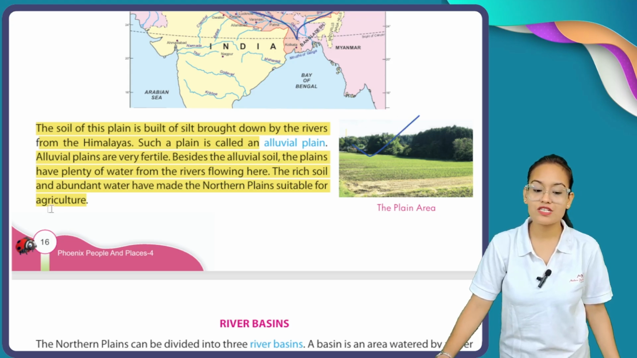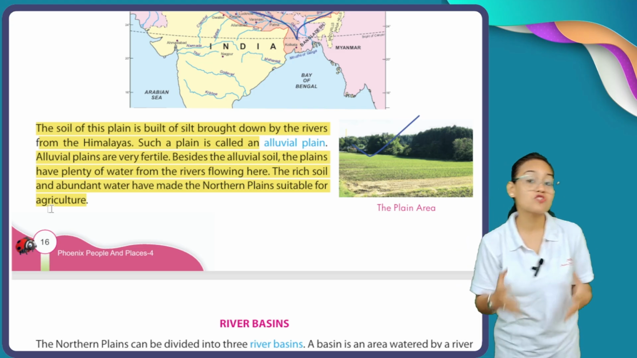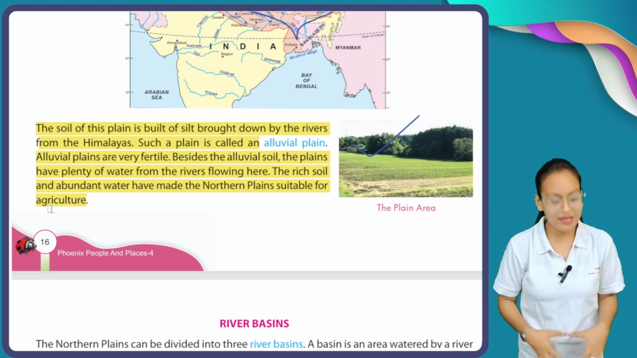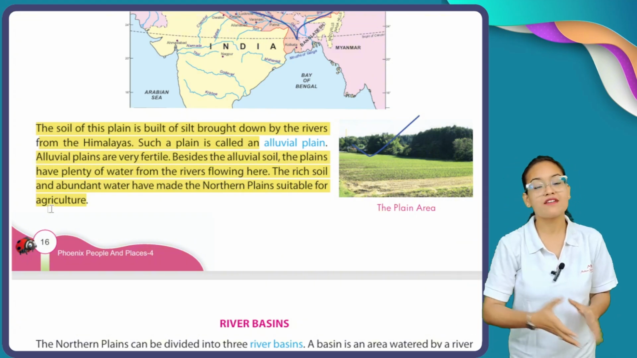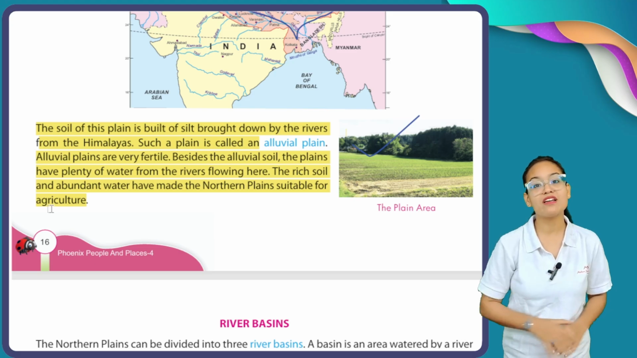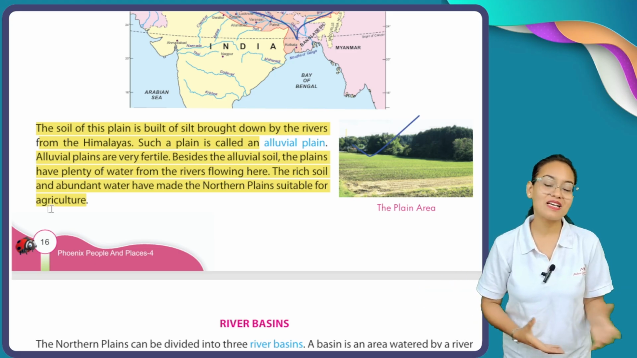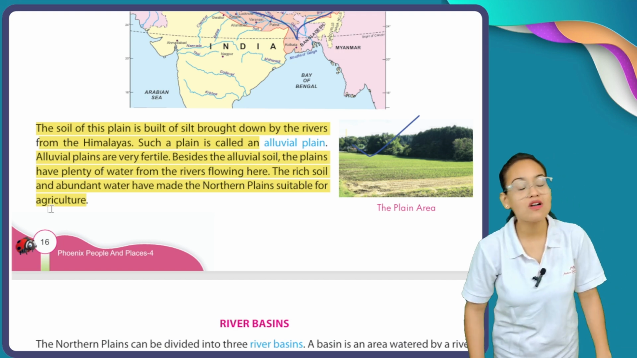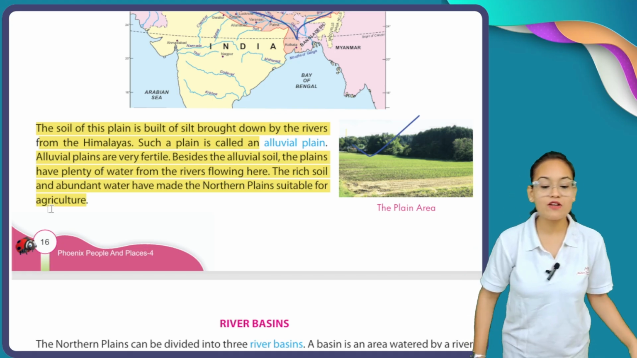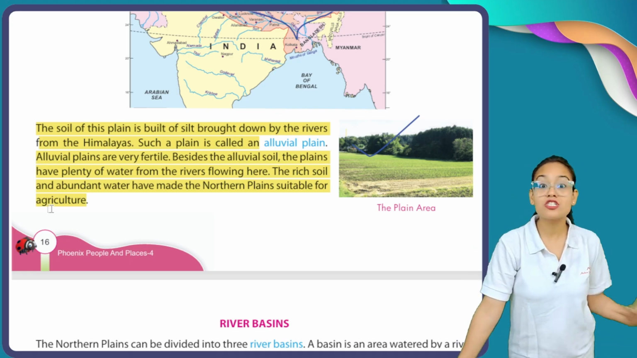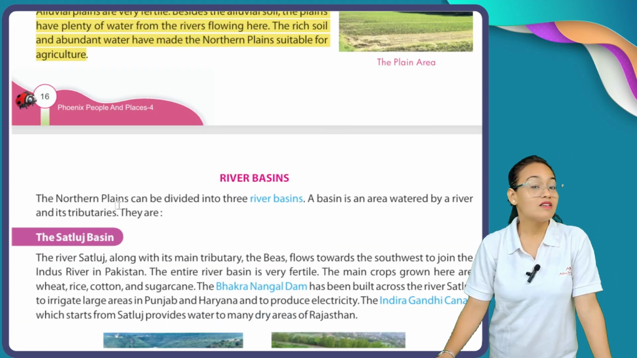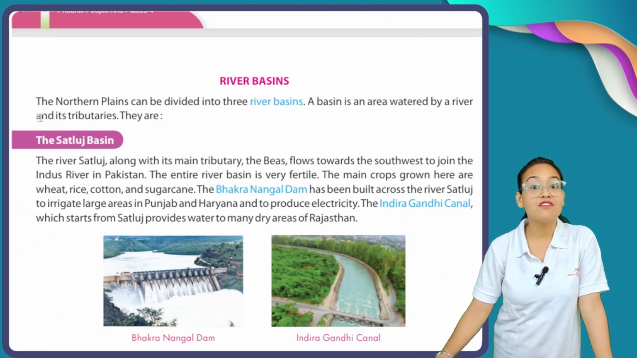So, my dear students, you can see the alluvial plain is the most fertile part of the plain. Here the silt brought by rivers after floods and rainfall is deposited, which makes the alluvial plain very fertile. Alluvial plains are appropriate for cultivation, agriculture, or farming purposes. And besides the alluvial plains, the northern plains have a rich source of water. The rich source of water is our river basins.